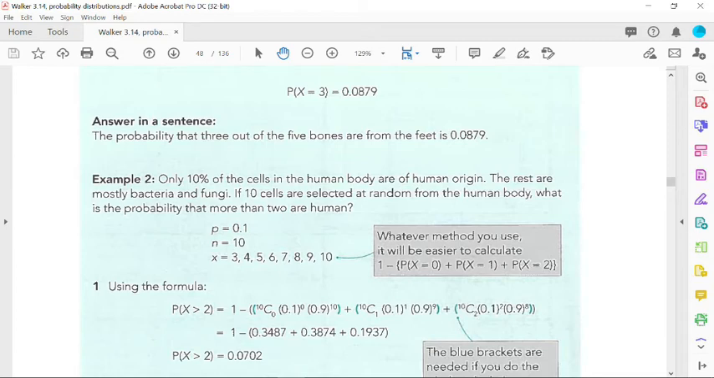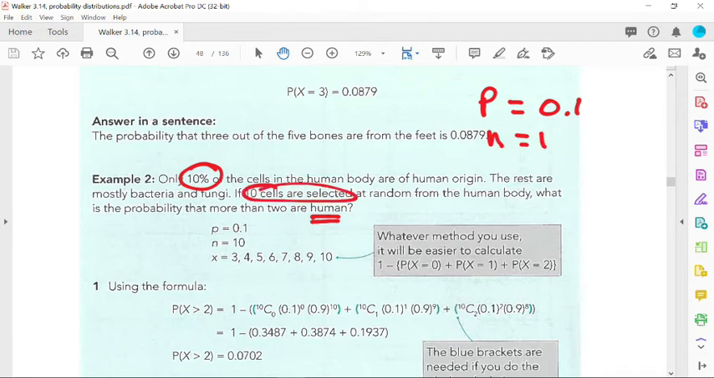So this time we have more than 2, right? So the probability that they're human is what we're looking at, 10%. So we can't use that as 10%, so we'll change it to a decimal, right? The number of cells we're going to select is 10, so that's our N. And we're going to look at X no more than 2, okay? Or more than 2, sorry. So X of more than 2.